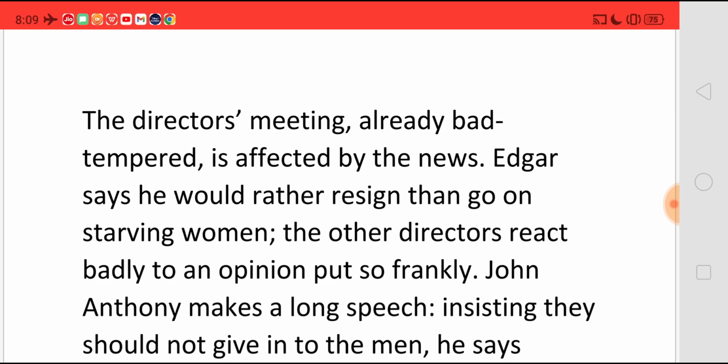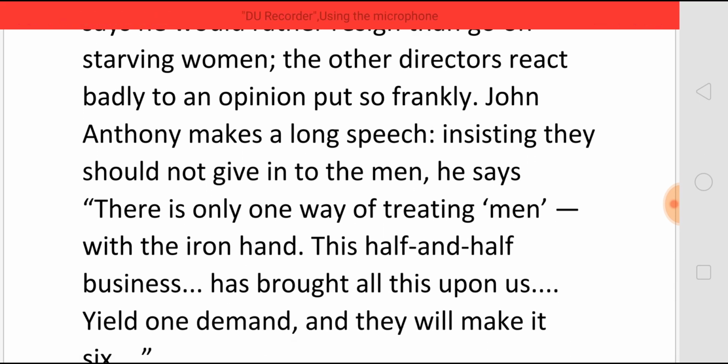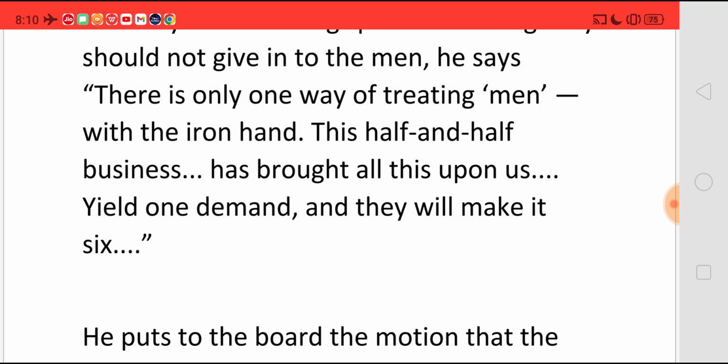At this time, John Anthony makes a long speech insisting that they should not give in to the men. He says that the only way to treat these working people is with the iron hand. And he says this half and half business should not be accepted, because this is something which they themselves brought upon themselves. It is the workers who brought all this problem, and so they have to face it. And he warns the directors, saying that if you yield to one demand, then they will make it six demands, so don't give in.